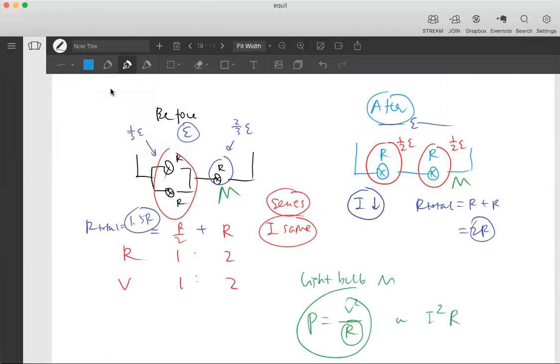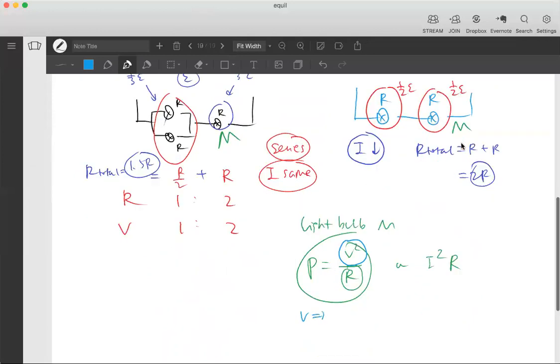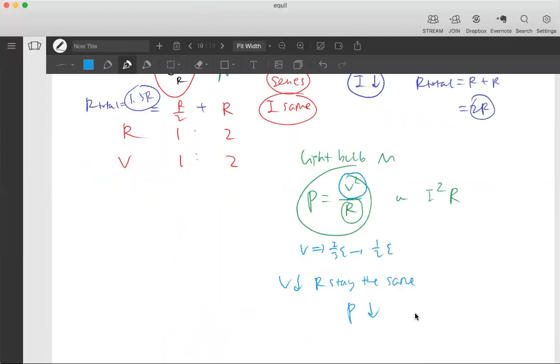And the voltage before is 2/3 of the EMF, now it's a half of the EMF. V decreases, R stays the same. The power is definitely going to decrease.